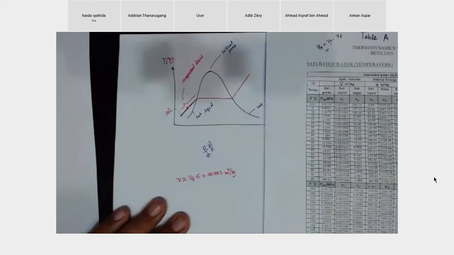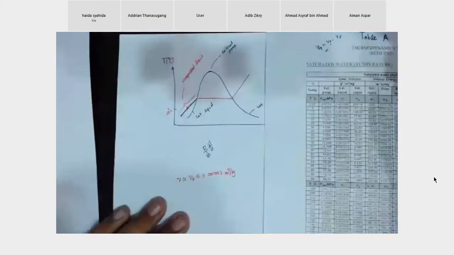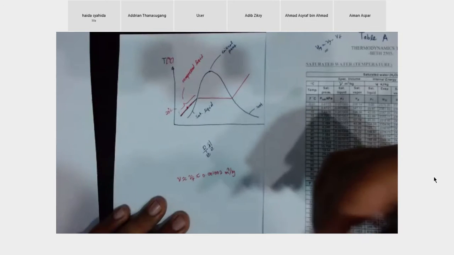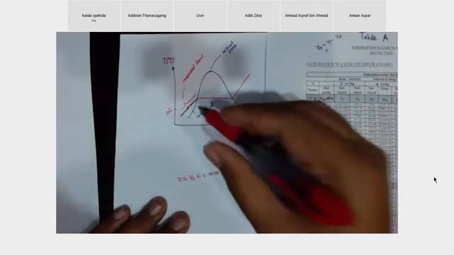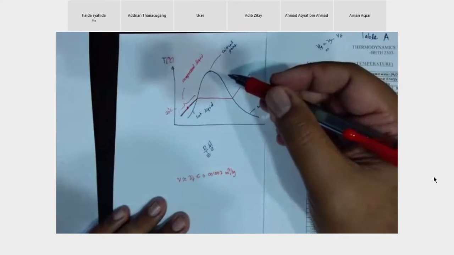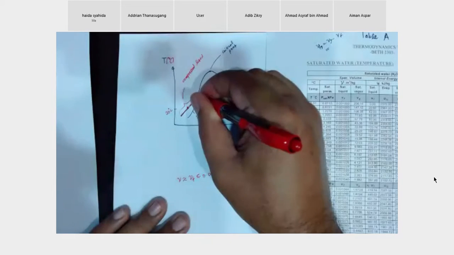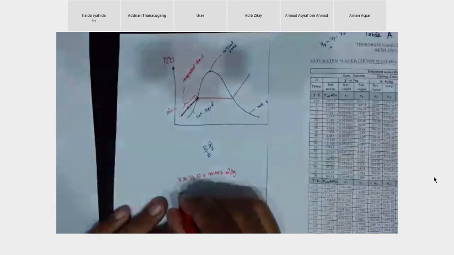And then, okay, now here is, let's say the problem. Later on I will teach you guys how to know that this is saturated liquid, this is saturated vapor, right? So let's say the problem says that it is a saturated liquid. So saturated liquid is here. When the problem says that the value is touching this point, it is known as saturated liquid.